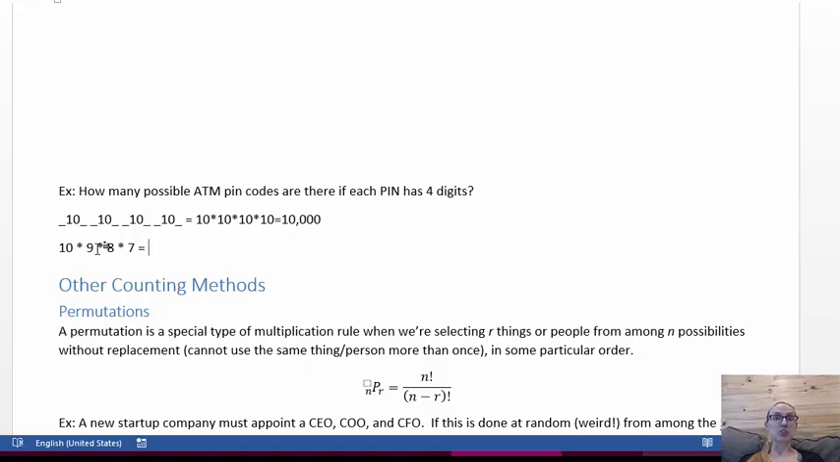Another classic multiplication counting rule problem is selecting outfits. Say you have 5 different shirts, 3 different pants, and 2 different pairs of shoes. We would take 5 times 3 times 2 to get the total number of possible outfits. So that would be another example.